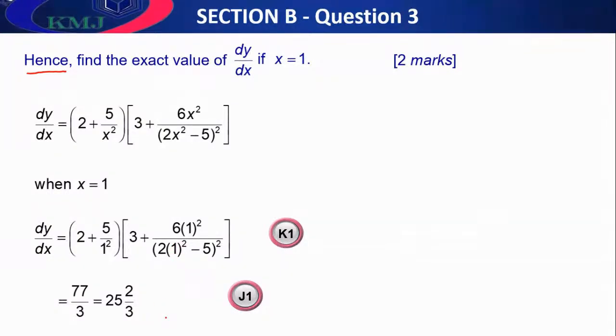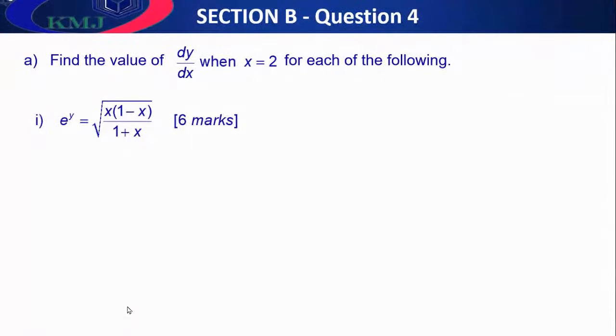If you see here, the question asks you to give the answer in exact value. If you give your answer in decimal places, then you will get 0 for J1 here. So exact value means you have to give your answer as a fraction. Okay, we move to question 4.